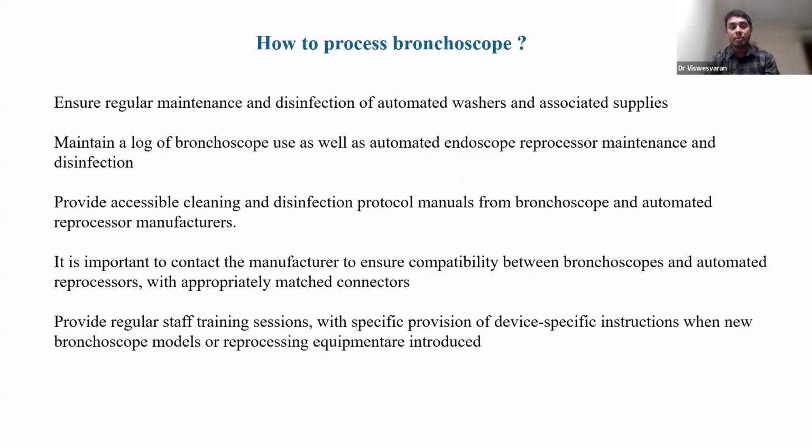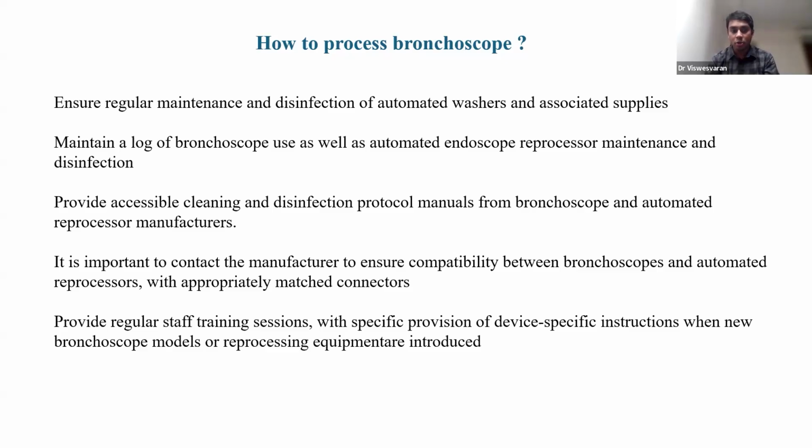And ensure regular maintenance and disinfection of the automated washers and associated supplies. Maintain a log of bronchoscope use as well as automated endoscope reprocessor maintenance and disinfection. Provide accessible cleaning and disinfection protocol manuals from bronchoscope and automatic reprocessor manufacturers, and it is important to contact the manufacturer to ensure compatibility. But the most important thing is education.